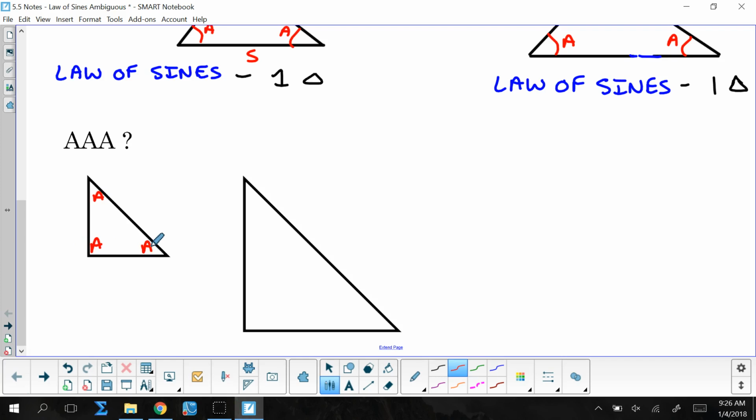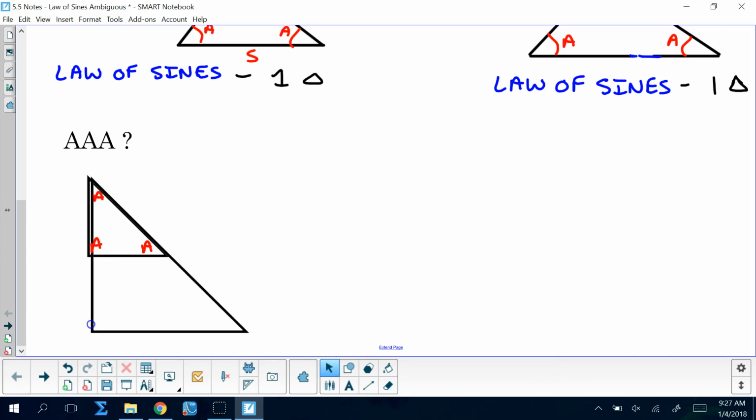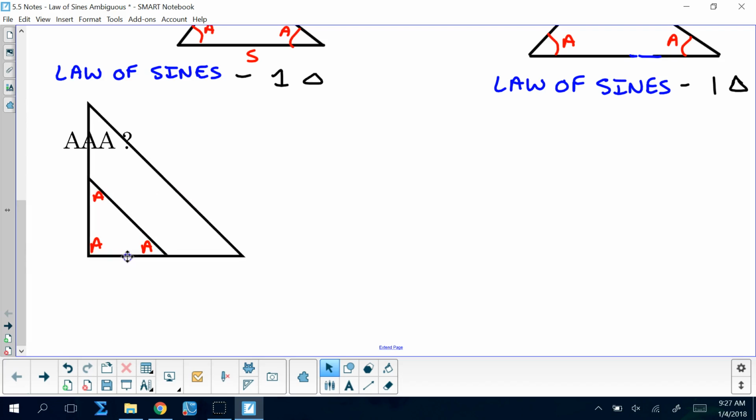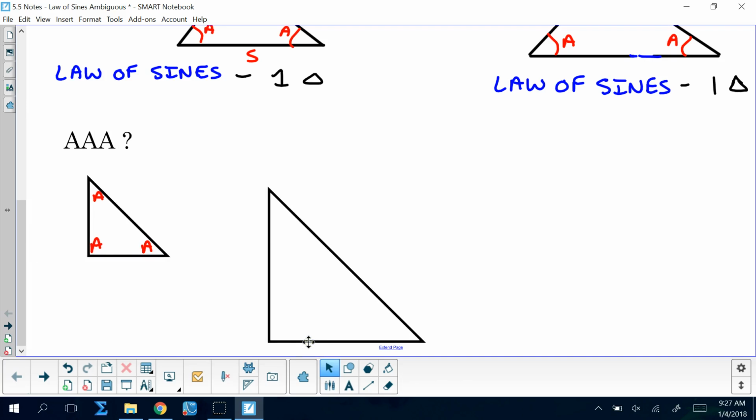What about angle, angle, angle? Can I solve that triangle? I intentionally set up these two triangles so that the top angles were the same and both bottom angles were the same. So can I solve for that triangle? No. Can't do it because I get similar triangles.